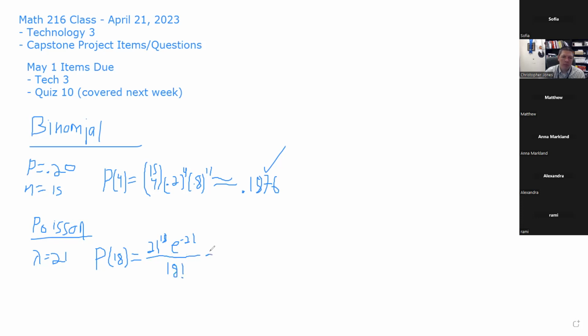All right, and let me go ahead and stick that in my calculator. Right, so if somebody could just verify that this works, that would be lovely. If not, we'll just go with what I get. So negative 21, and we're going to divide that by 18 factorial. All right, and I get 0.0747.